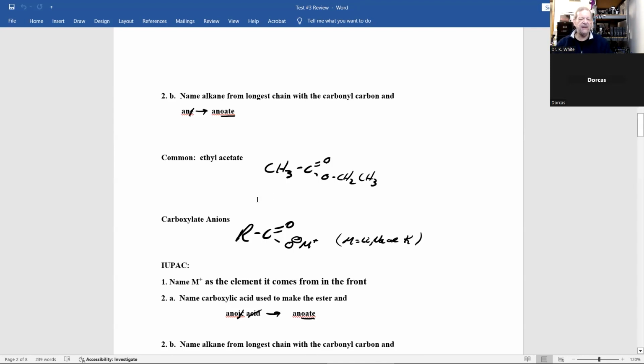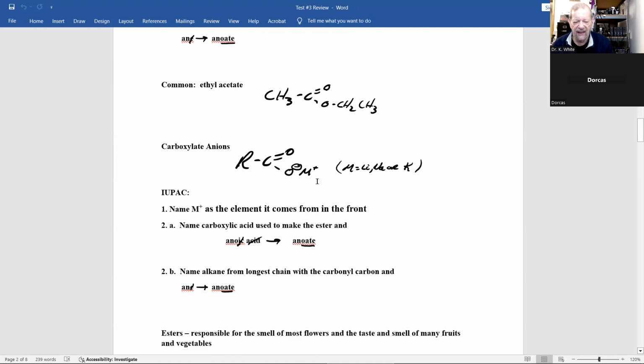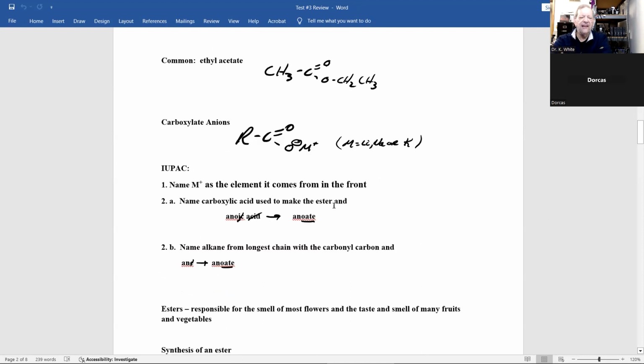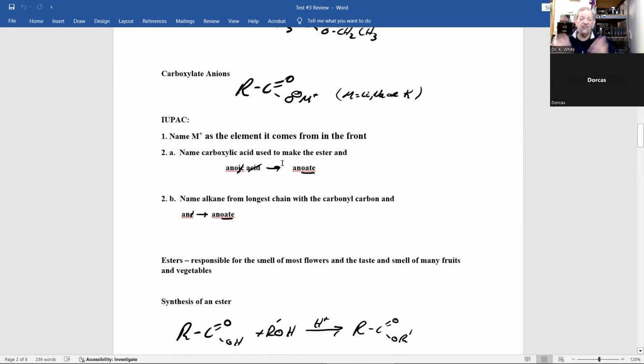Now, how do you name a carboxylate anion? I'm going to keep it simple where the anion M is from lithium, sodium, or potassium. When you have a carboxylate anion, you name M plus as the element it comes from. For my class, that will be Li lithium, Na sodium, or K potassium. And then the rest of it is just like an ester.